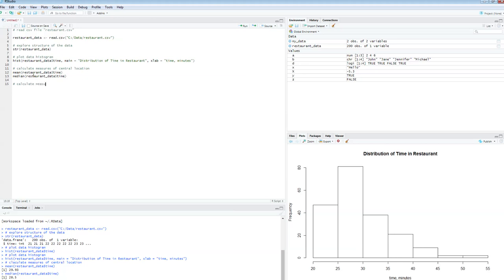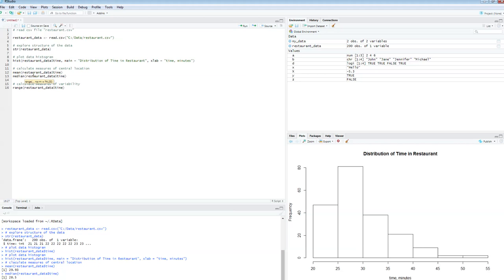Measures of variability. Okay, so range. Range of a set of numerical values. Okay, so restaurant data.